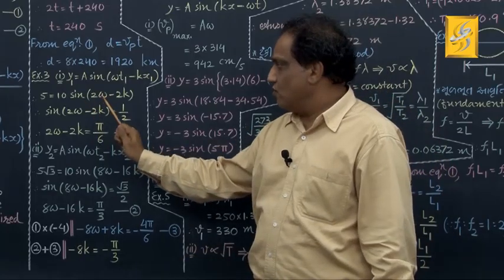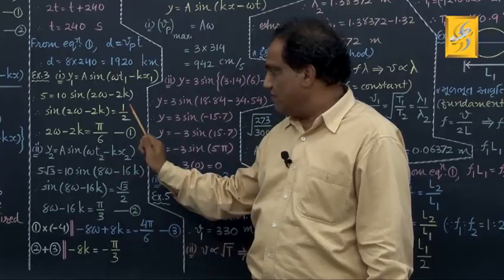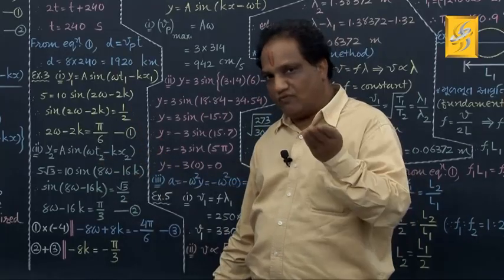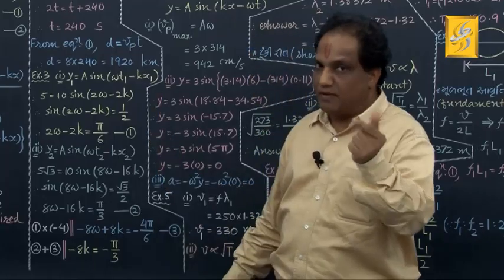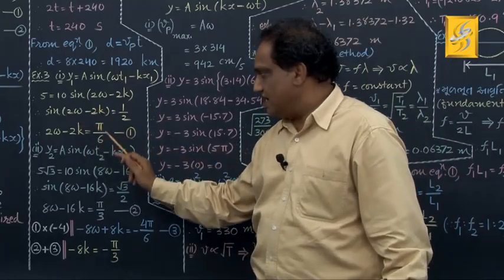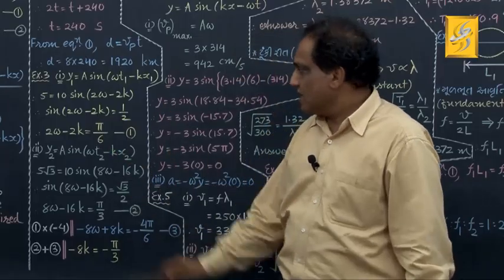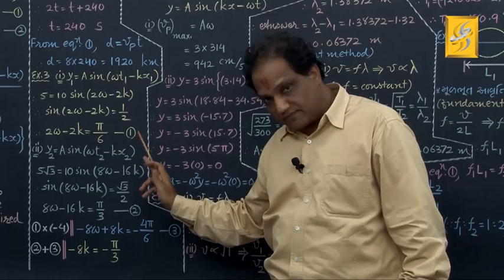Find out sin of (2 omega minus 2k), it will be 5 upon 10. 5 upon 10 means 1 by 2. But don't you know from trigonometry, sin pi by 6 equals 1 by 2. So this angle must be pi by 6 radian. So 2 omega minus 2k must be pi by 6 radian. Give it equation number 1.